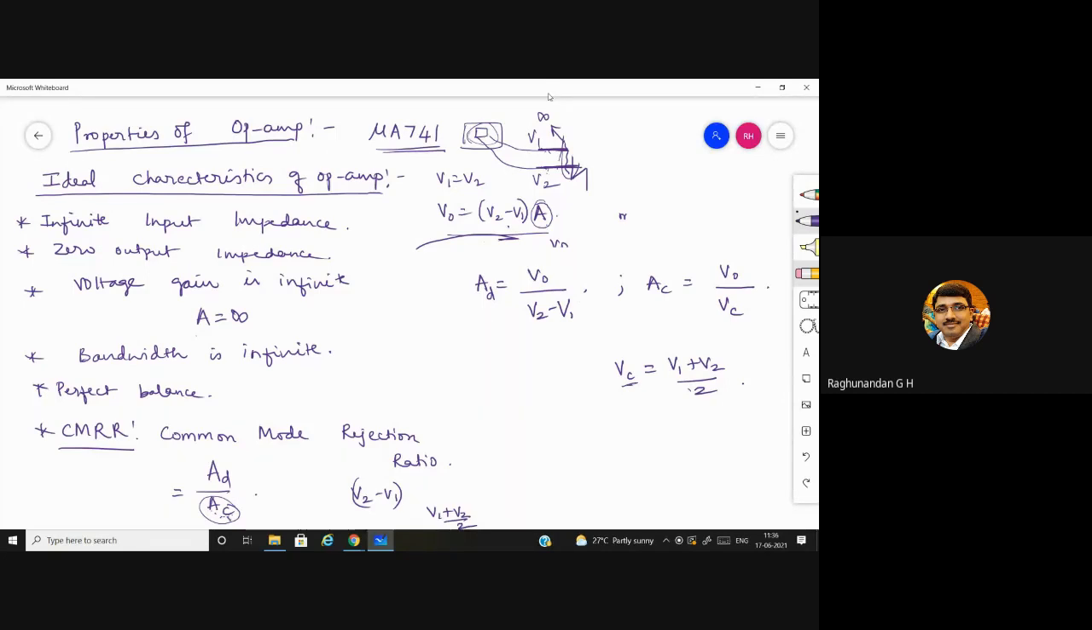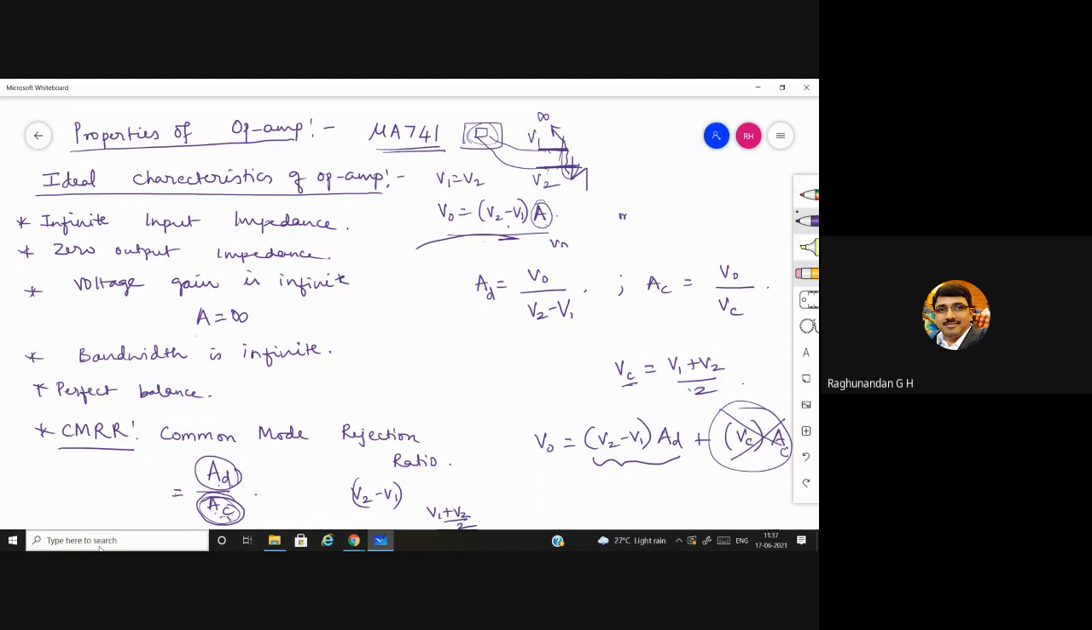And the output voltage equation becomes V2 minus V1 into AD plus Vc into AC. Okay, actually the required thing is only this one. This is not required. Now, common mode rejection ratio means the ability of an op-amp to reject this unwanted signal, the unwanted noise. As a definition, it is the ratio of differential gain to the common mode gain.